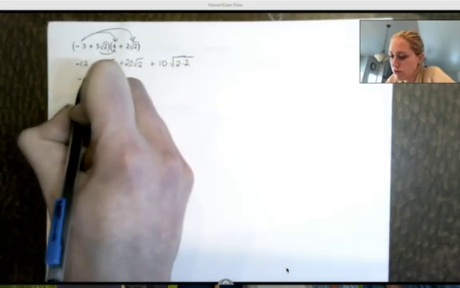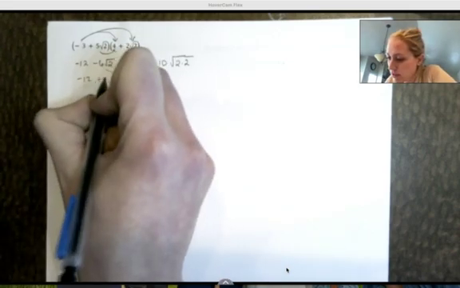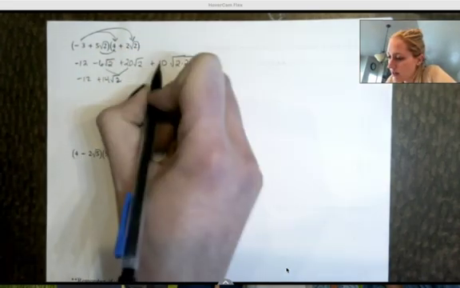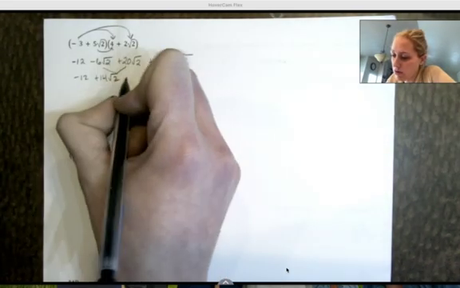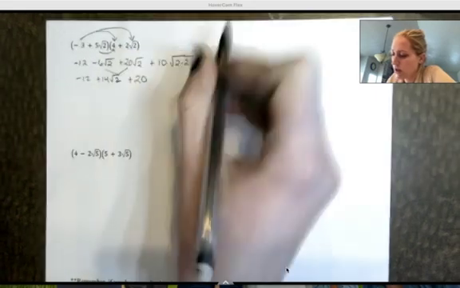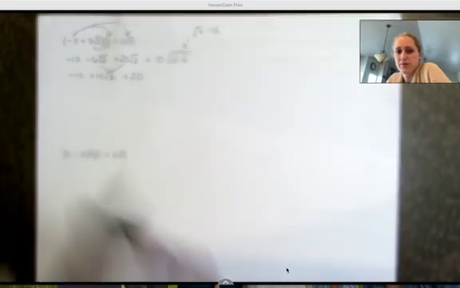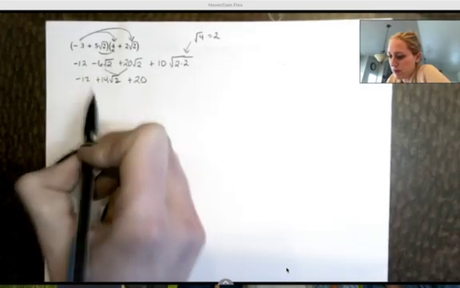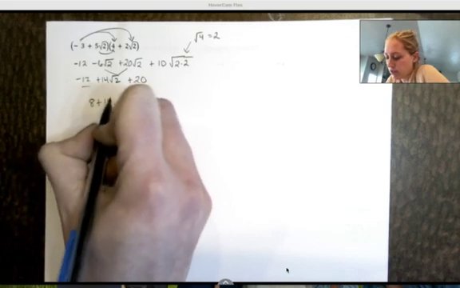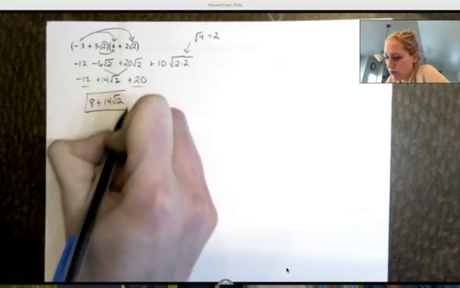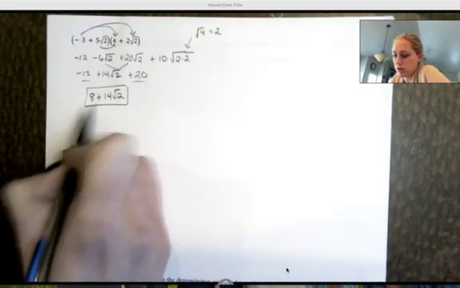So here I get negative 12. These I can combine, they're like terms, so I get plus 14 root 2. And then here, I'm going to get 10 times square root of 4, which is 2. Okay, because this is square root of 4, which equals 2. Okay, so now I can put these guys together, right? So I've got 8 plus 14 root 2. Cannot add these because this one has a radical with it and this one does not.